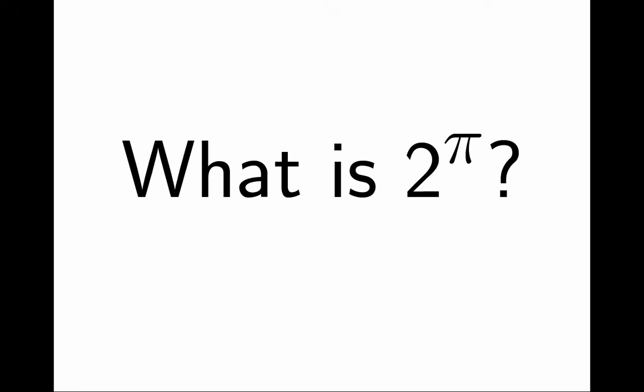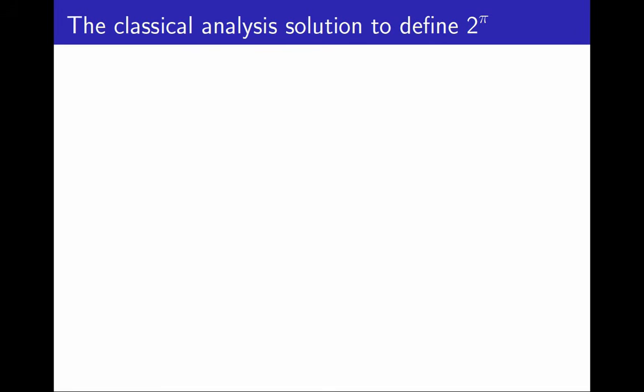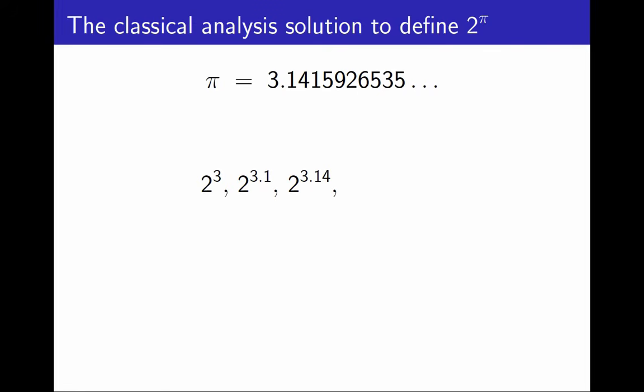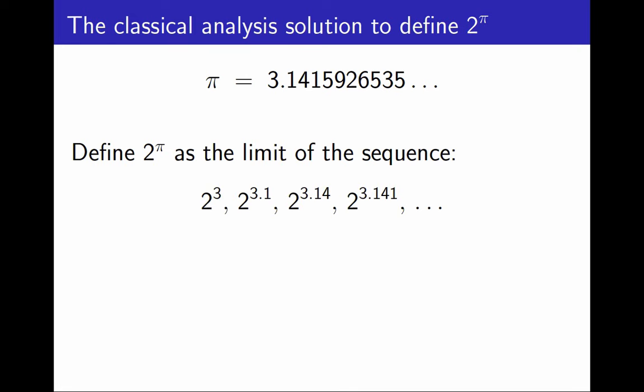Here is one possible solution. We know pi has a decimal expansion, which is infinite and is not periodic. That is why pi is irrational. I do not know how to compute 2 to the pi, but I can compute 2 to the 3. I can compute 2 to the 3.1 because 3.1 is rational. I can compute 2 to the 3.14 because 3.14 is rational. I can compute 2 to the 3.141, and so on. This way I can construct a sequence of numbers, and I can declare 2 to the pi to be the limit of this sequence. This is probably the most natural way to explain what 2 to the pi means.